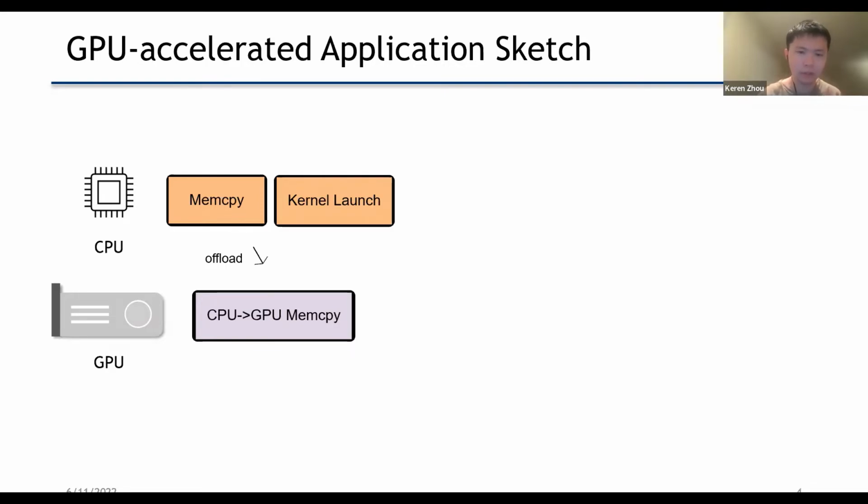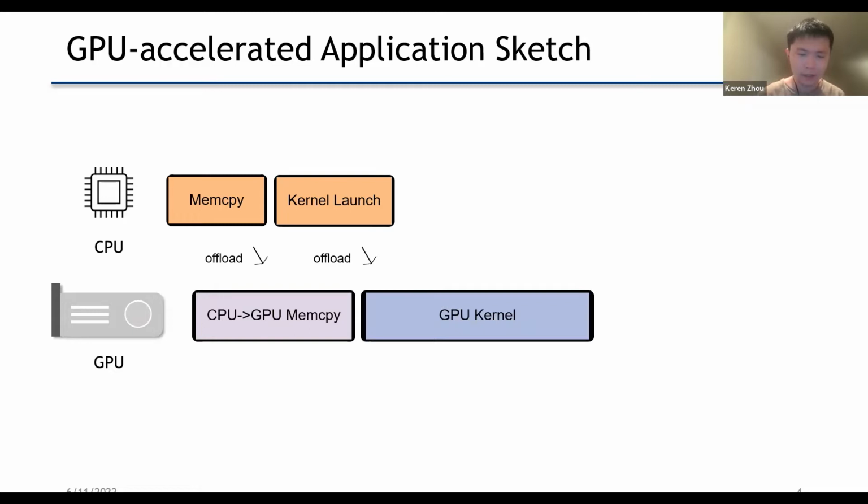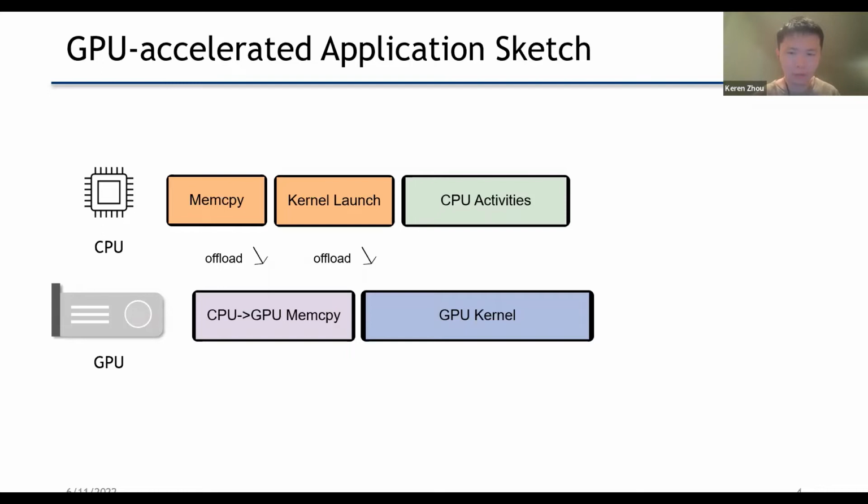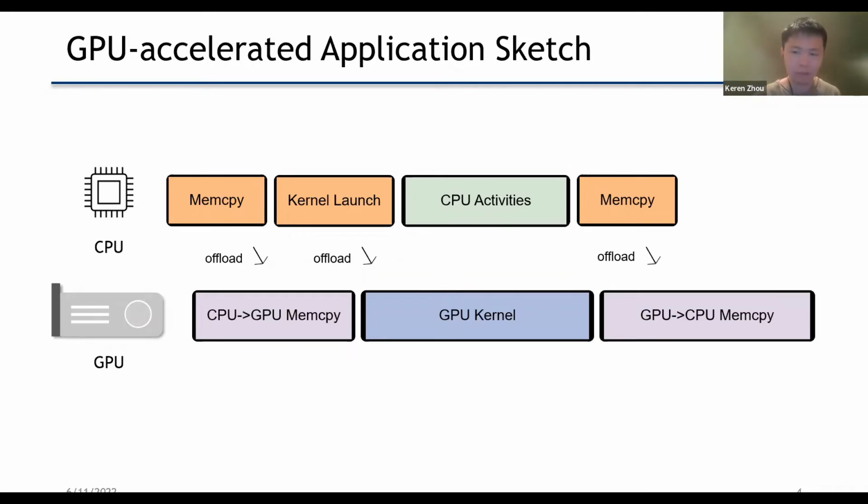Next, suppose we issue a kernel launch command. Then the GPU will receive this command and start a customized GPU kernel to perform some computation. Note that the CPU and the GPU run asynchronously, which means that after the CPU issues the kernel launch command, it can do whatever it likes on the CPU side. Once it needs the data from the GPU, when the GPU kernel is done, it needs to send another memcopy command to the GPU to copy the data from the GPU to the CPU. To guarantee that the data is ready, the CPU has to issue a synchronization command to synchronize between the CPU and the GPU.